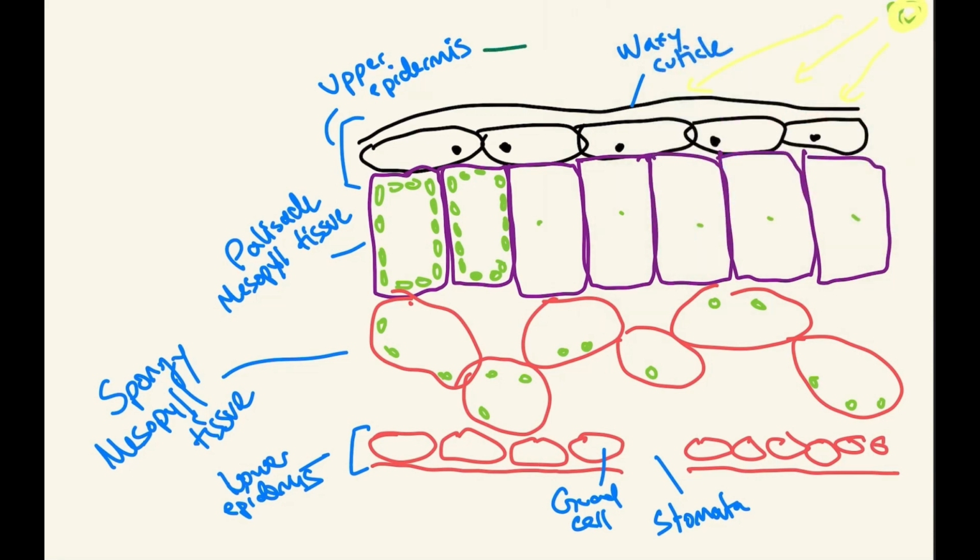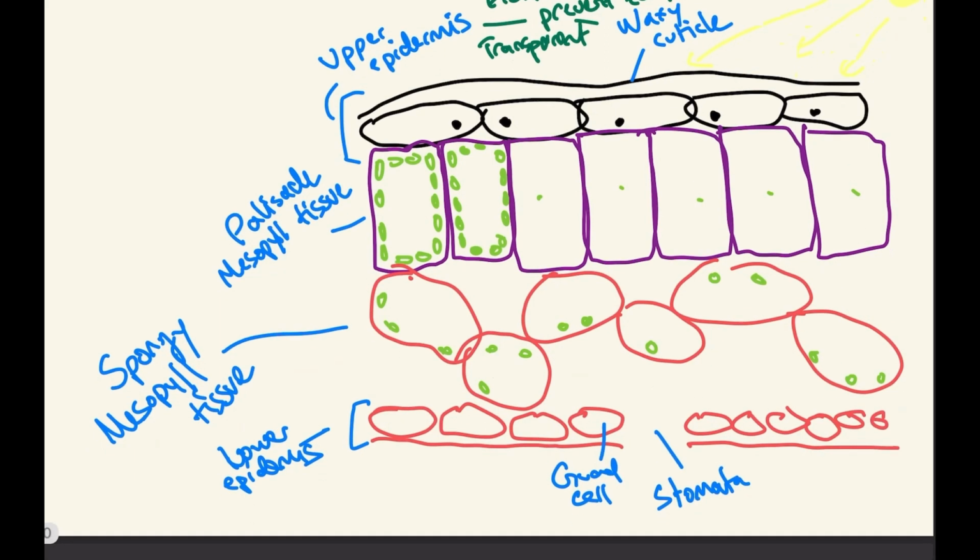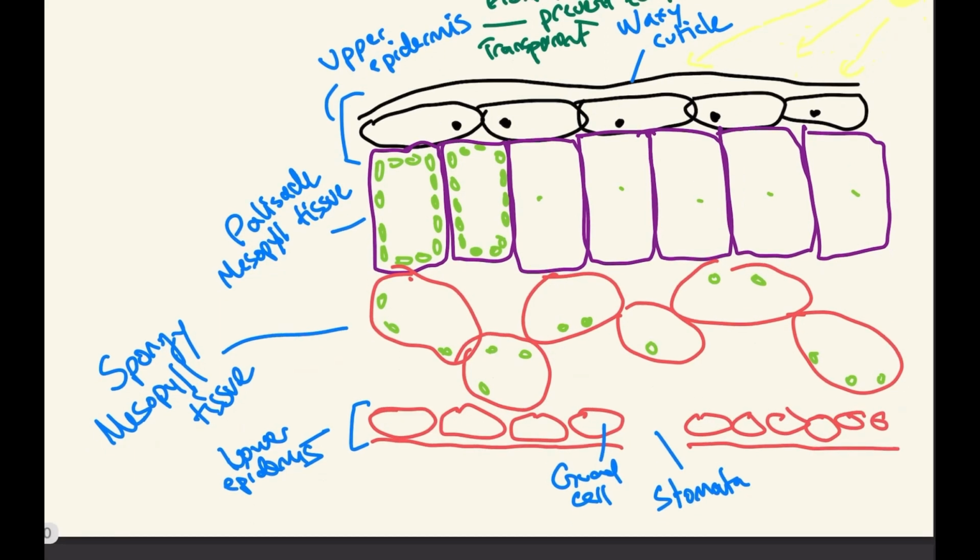So they play a protective role. They prevent evaporation. They're also transparent to let light go through. So as the light goes down, now we have the palisade mesophyll tissue. And the function of this tissue is to maximize photosynthesis.